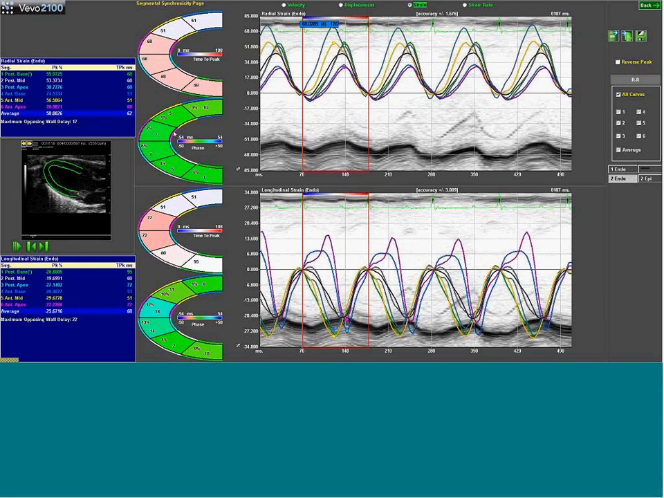Where did that box go? I forget where that is. You jump through to different cardiovascular cycles. You can also adjust the size of the box here, and take in a couple of cycles if you want to average.